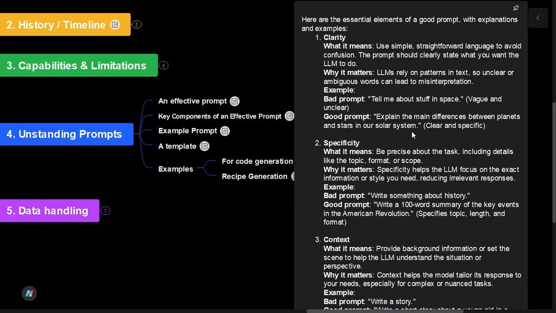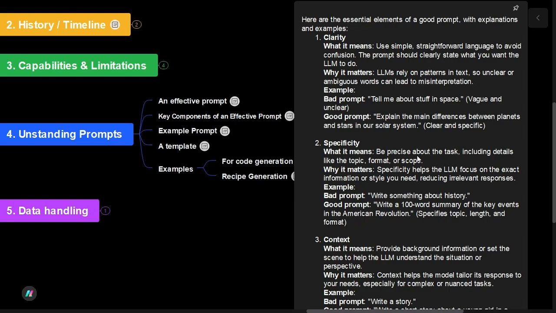Next one is specificity. You need to be very precise about your ask: what the actual query is, in what format you are expecting the LLM to return the information, what the topic is, and what the scope of the topic is. You need to be very specific about this.